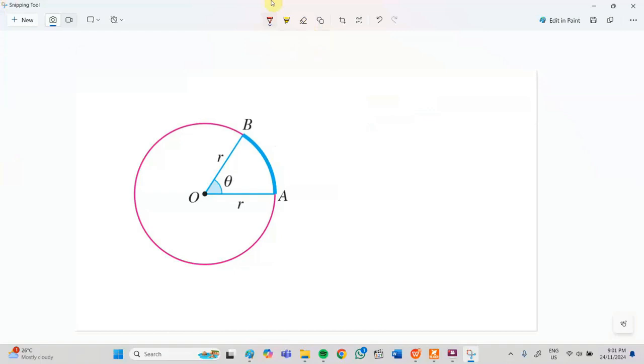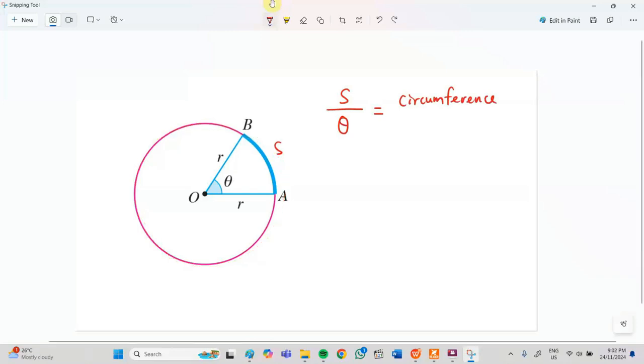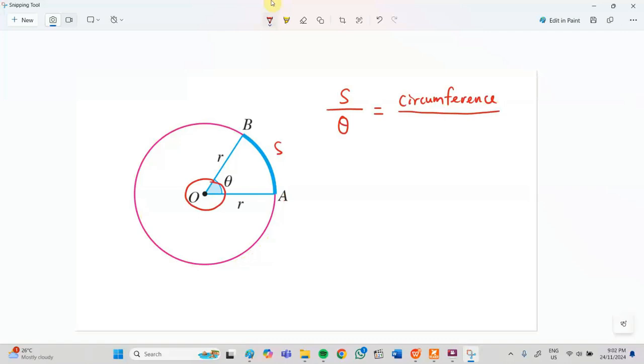Okay, to start, we first label the minor arc here as S, where the radius of a circle is R and the angle subtended at the center is theta. So we learned in lower form that the arc length is proportional to the angle subtended at the center. So the arc length S over theta is equal to the circumference over the angle of one whole turn, which is 360 degrees.